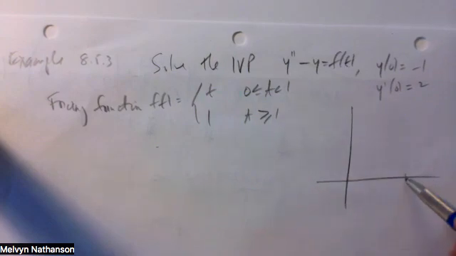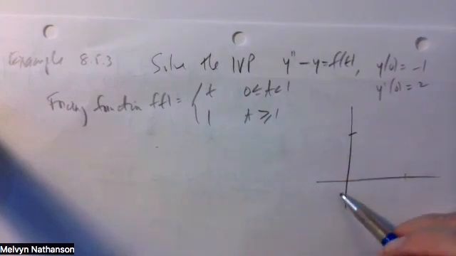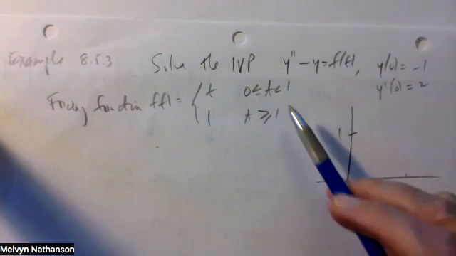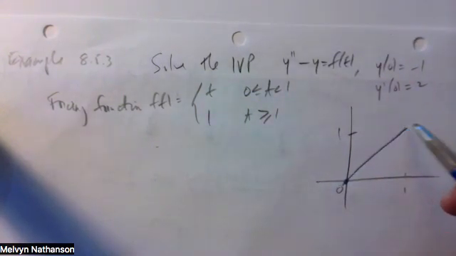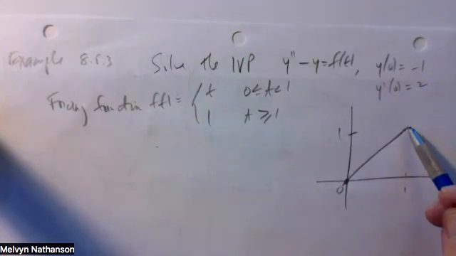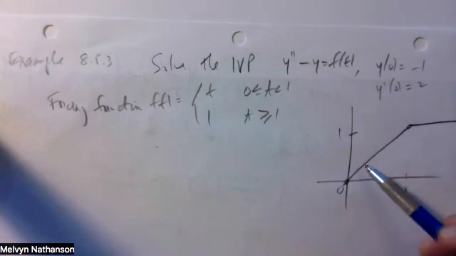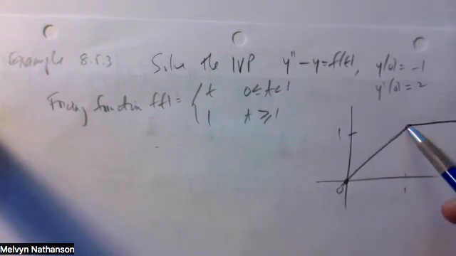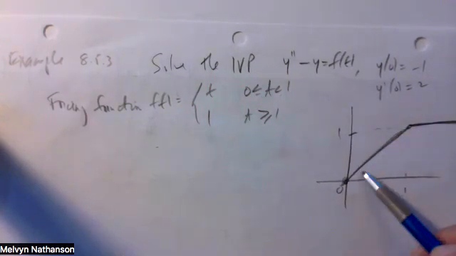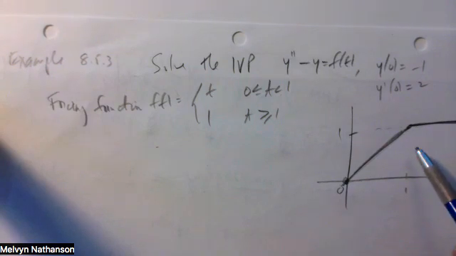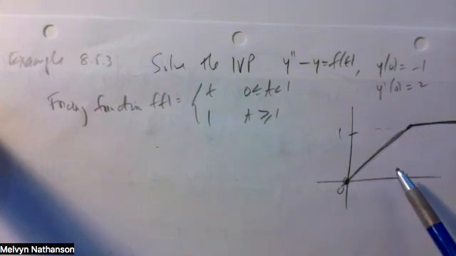So what does the graph of this forcing function look like? From 0 to 1 it is equal to t, and then it's the constant function 1. So this function goes up and then is a horizontal line. So this function is actually continuous, but it's not differentiable at this point.